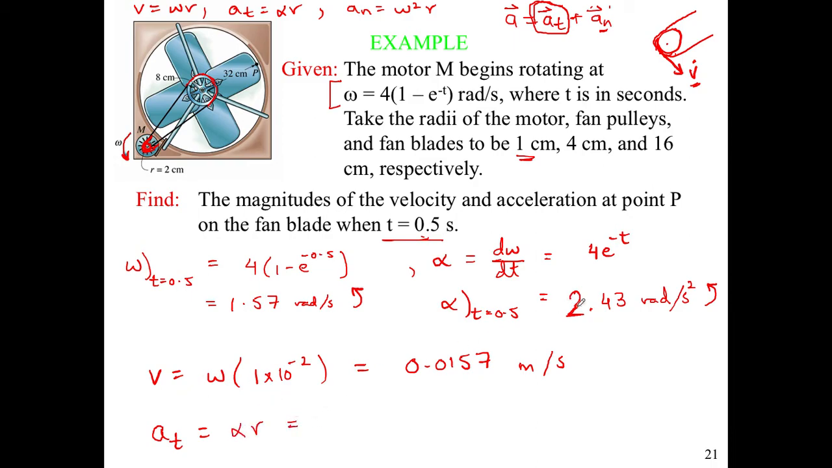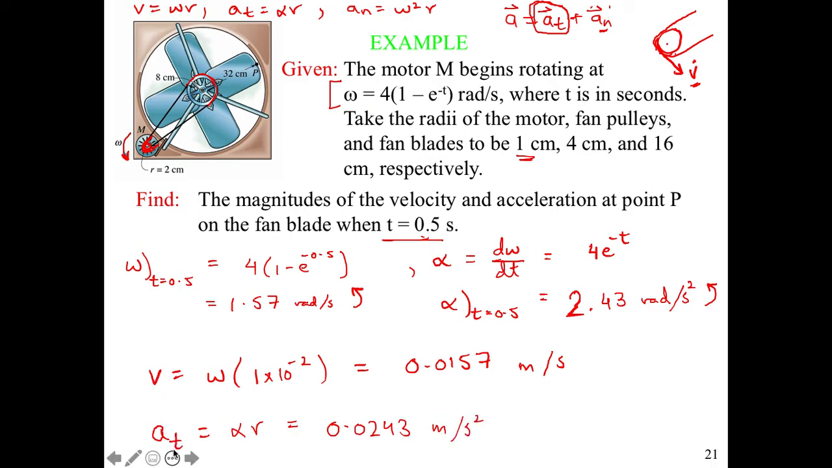So that is this alpha. R is 1 times 10 to the power minus 2. So that's just 0.02, 0.0243. I'm keeping it to 3 significant figures. Meter per second squared. Perfect.